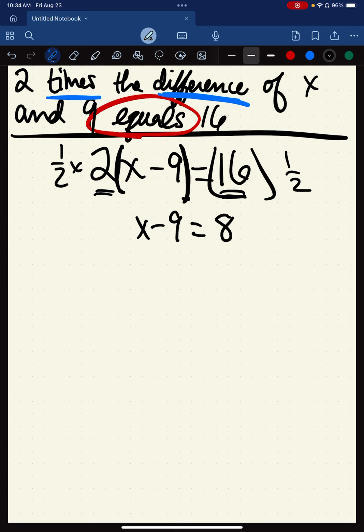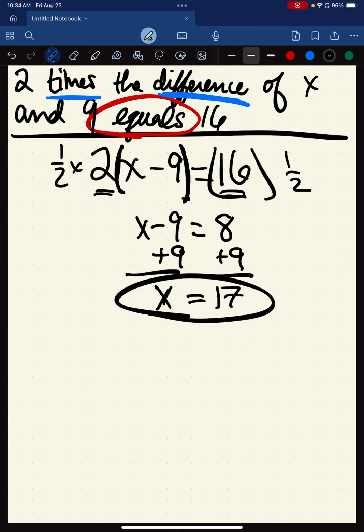Now, we have x, and subtraction has been done to it, and that's all that's been done to it. So the way we undo subtraction is addition. It's all about the art of undoing, solving these things, is 17. So there you go, x is 17.